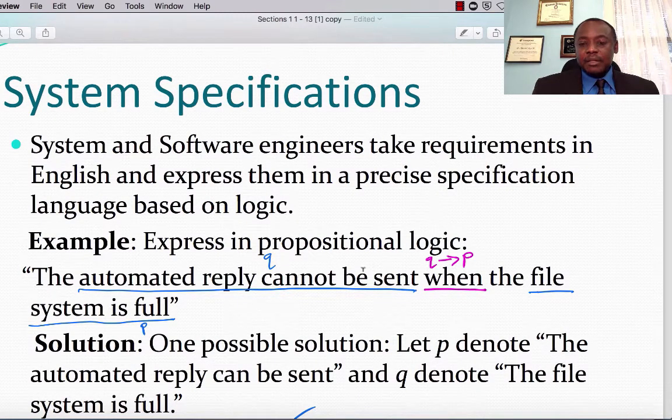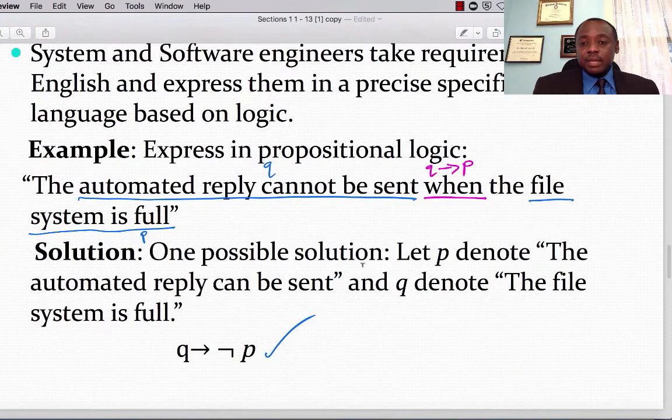The automated reply cannot be sent. So if we let P denote the automated reply can be sent and Q denote the file system is full, then in translating this statement, remember when would be this first one implies the next. And that would be the file system is full. So if the file system is full, then not whatever comes before when. And since what comes before when is the automated reply can be sent, it's going to be not P. So Q implies not P.